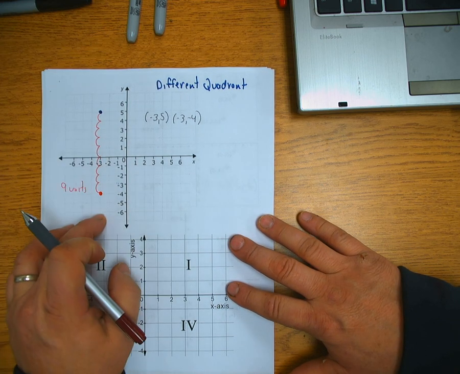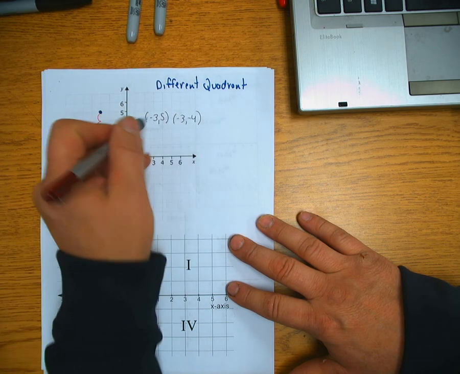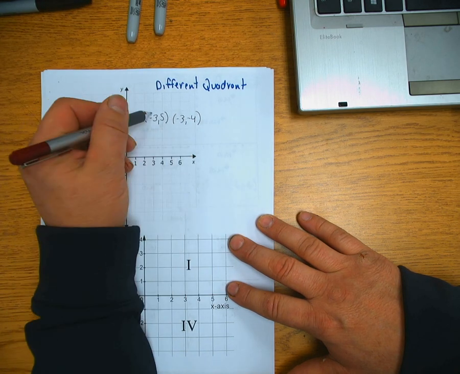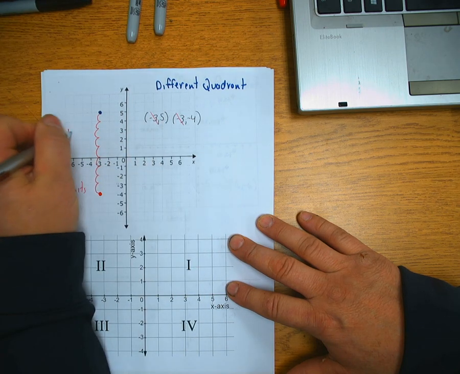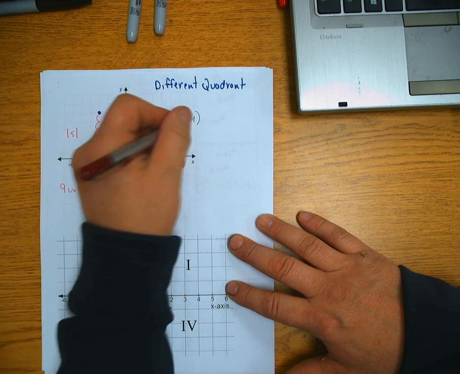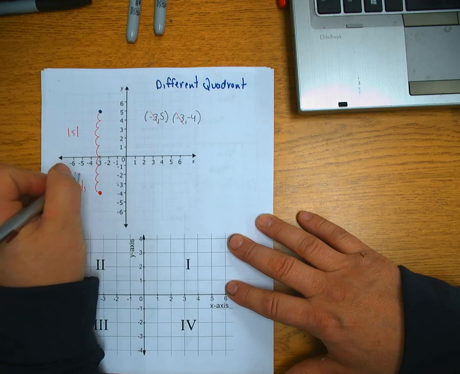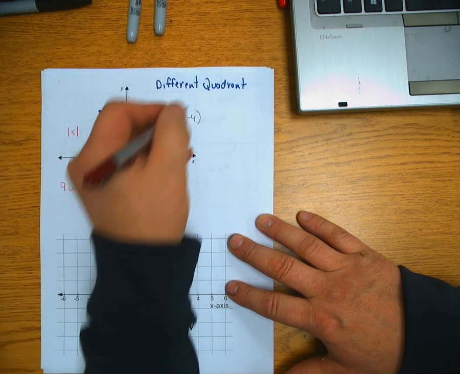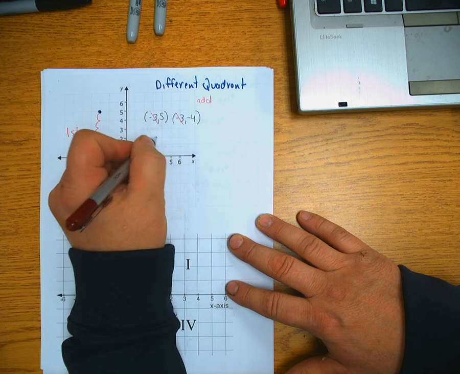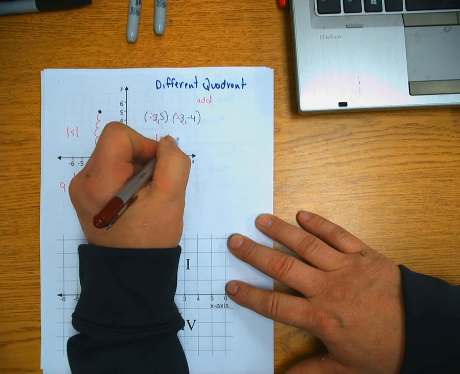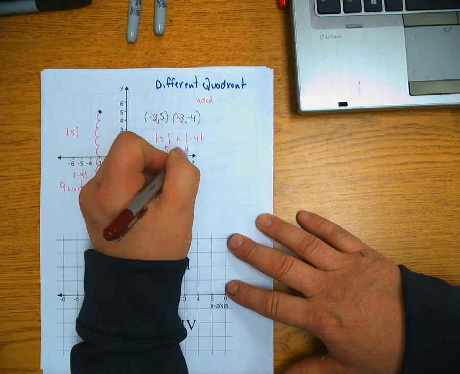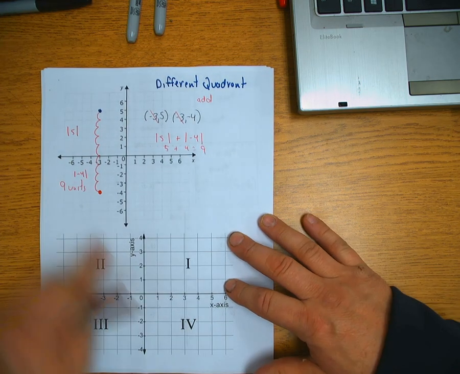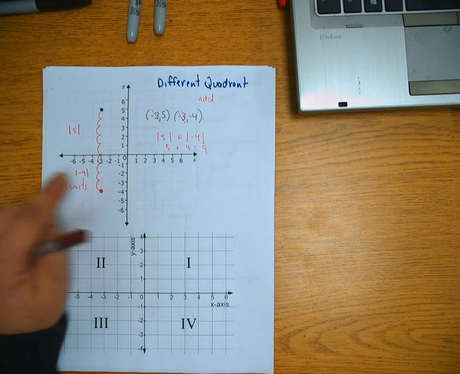Since they are in different quadrants, I'm going to look again. If I want to use the point method, I'm going to get rid of my x's because they're the same. I'm left with the absolute value of 5 plus the absolute value of -4. So when they're in different quadrants, I add the values, 5 plus 4, or 9. But I can just count if I have the picture.